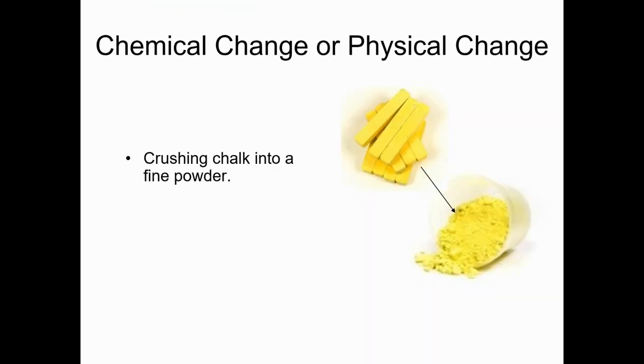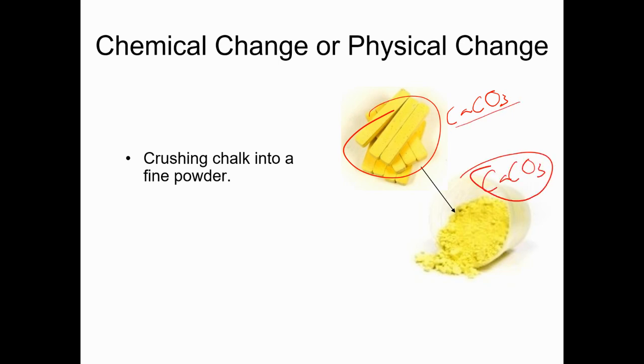Here we have crushing chalk into a fine powder. So we just took chalk and we crushed it. Chalk is actually something called calcium carbonate. When you crush it, it's still calcium carbonate. So it hasn't changed. Crushing something is a great example of a physical change.